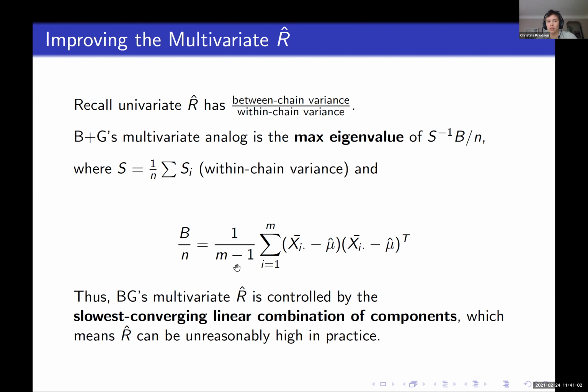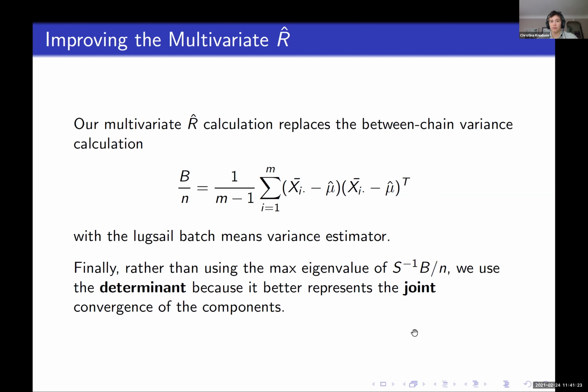So I think that's why lots of people just look at each component's univariate R hat and then do something based on that. So what we did is we saw, okay, we can do better than the slowest converging linear combination of components. We can do better than the maximum eigenvalue. And we can improve the between chain variance calculation. Just like the between chain variance calculation was improved in the univariate setting, we did the exact same improvement in the multivariate setting. The log scale batch means estimator works pretty much exactly the same way in the multivariate setting as the univariate setting. So we implemented that log scale batch means variance estimator. And instead of looking at the max eigenvalue, because that is saying the slowest converging linear combo of components, we used the determinant because that better represents the joint convergence of the components.